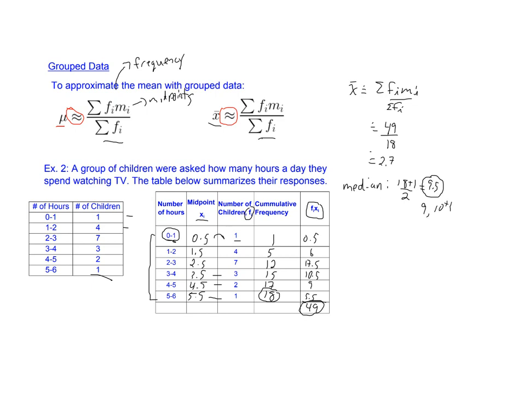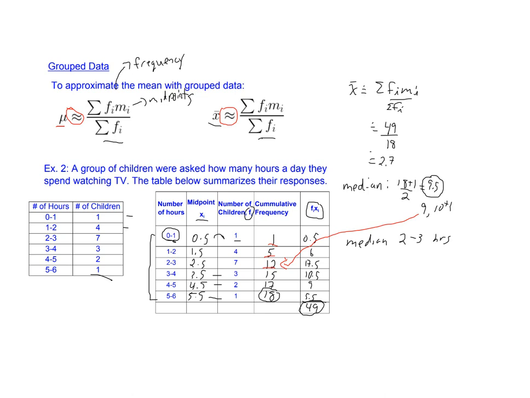So here's where our cumulative frequency comes in handy. We know that at this point there was 1 item. Here we were up to 5, so 5 in total. And here we were up to 12. The 9th and the 10th item appear on this interval right here. So the median is this interval. So we say that the median is the interval of 2 to 3 hours.